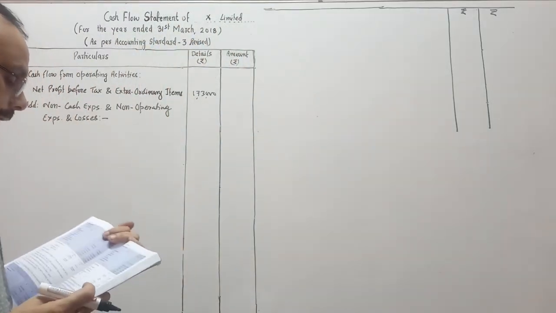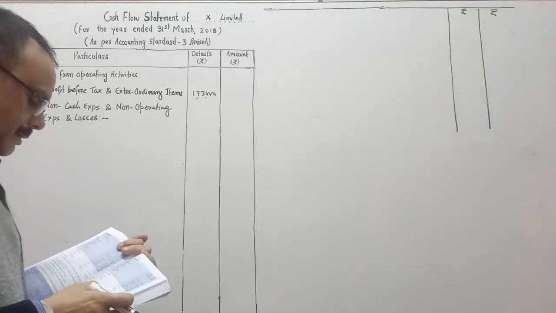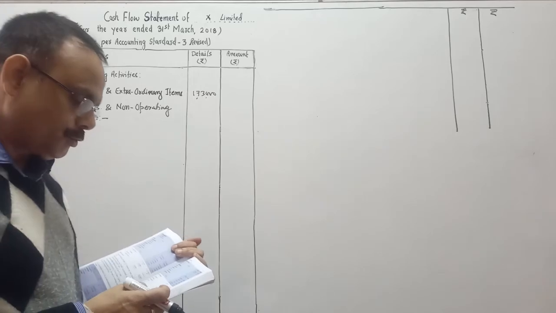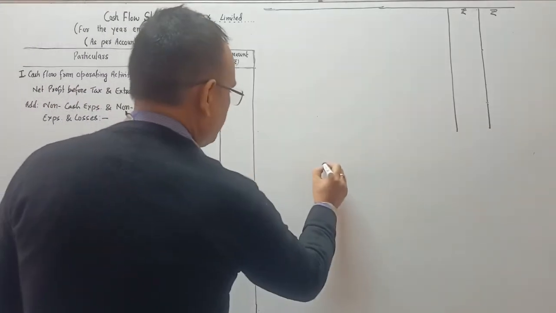So see the tangible assets, note number 3, land. Land last year it was 2 lakhs, this year it is 1,50,000. You prepare the ledger of land.